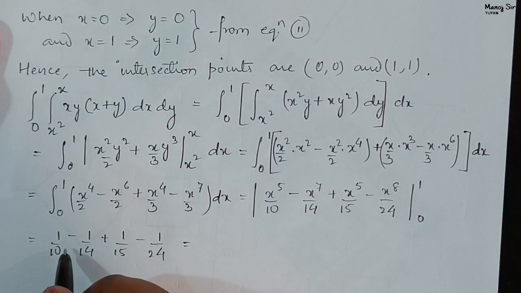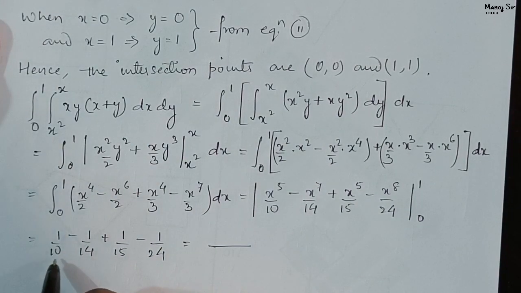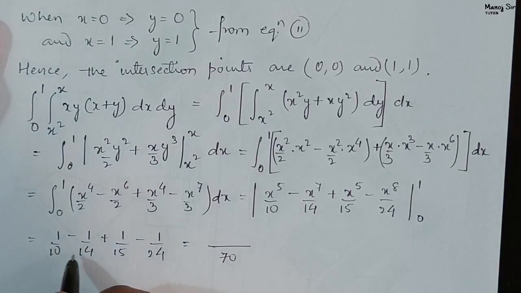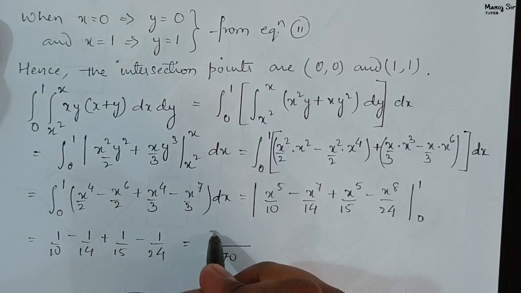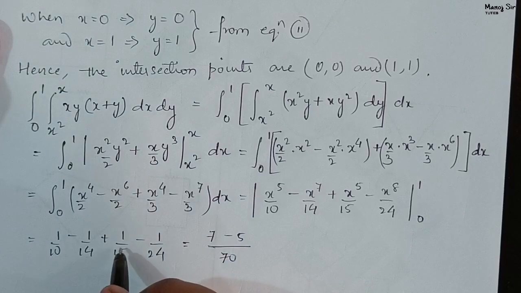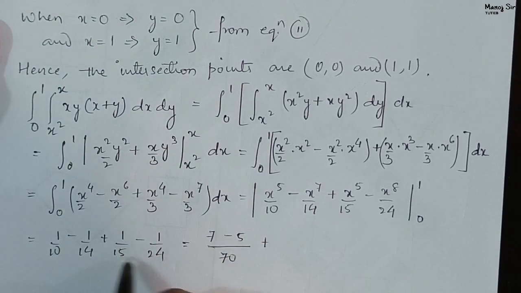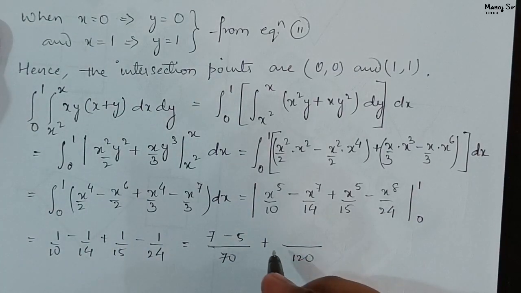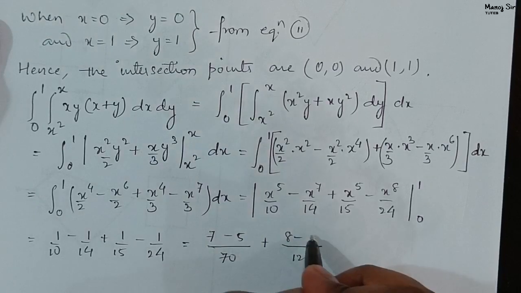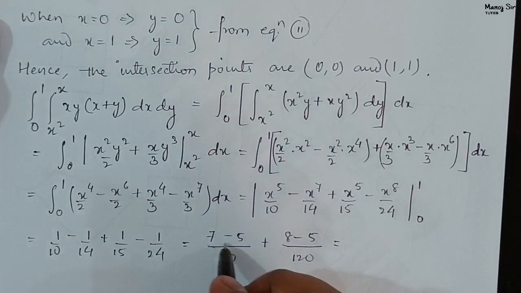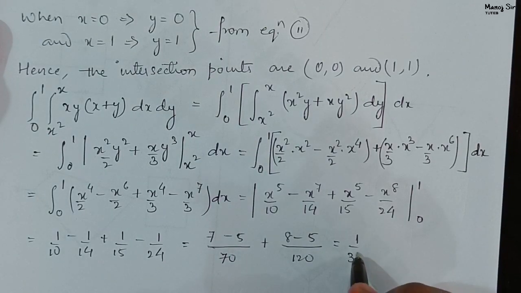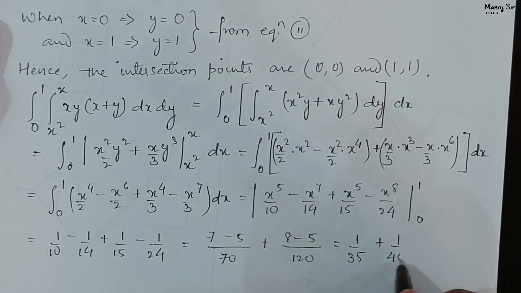Now taking LCM for these two terms, that is 70, then this will be 7 minus 5. Similarly, the LCM of these two terms will be 120, so here it will be 8 minus 5. Now this will be 2 upon 70. So 2 upon 70 is 1 upon 35, plus this will be 3 upon 120. 3 upon 120 means 1 upon 40.